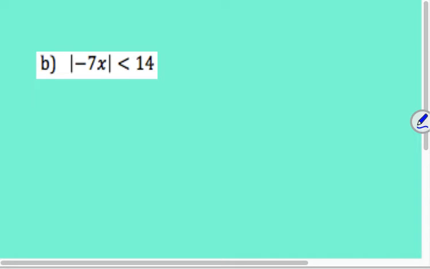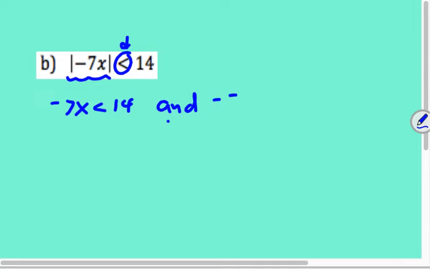Okay. Here's another one. Negative. Okay, absolute value is isolated. I don't have to do anything to both sides, so I can split this up right away. I look at my symbol, it's less than or less than, so it's an AND statement. So I'm going to pull this -7x out of there and say it's less than 14. And I'm going to say that -7x is also greater than -14.